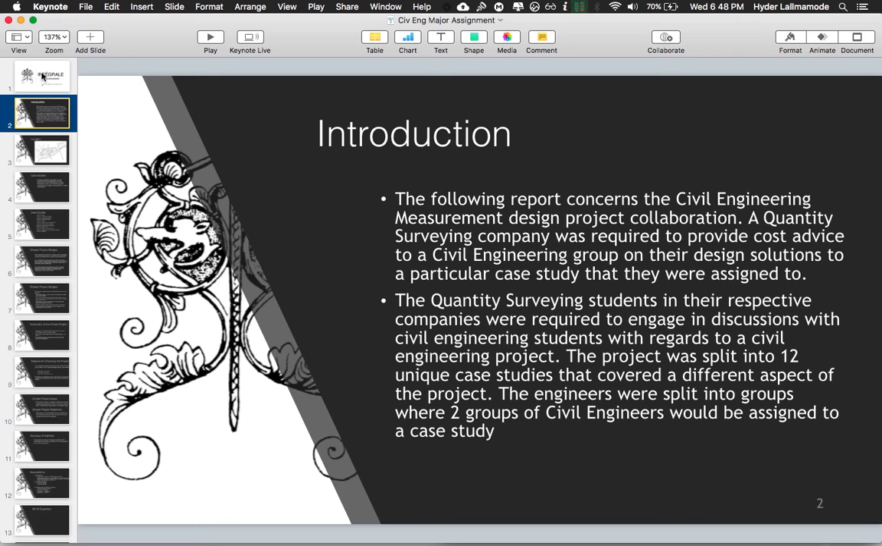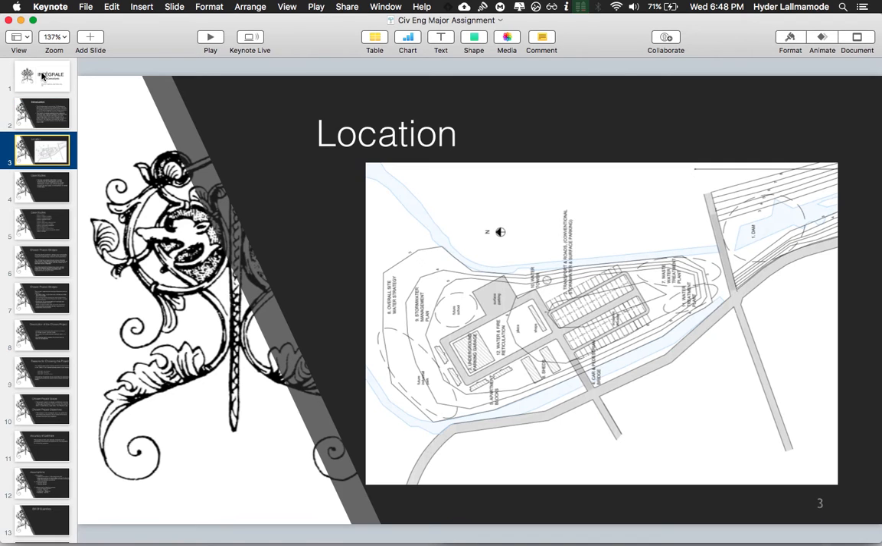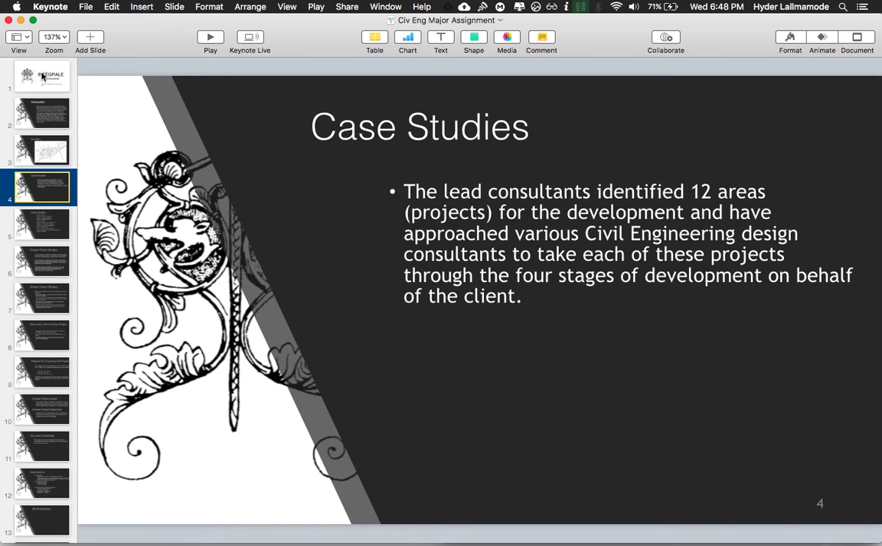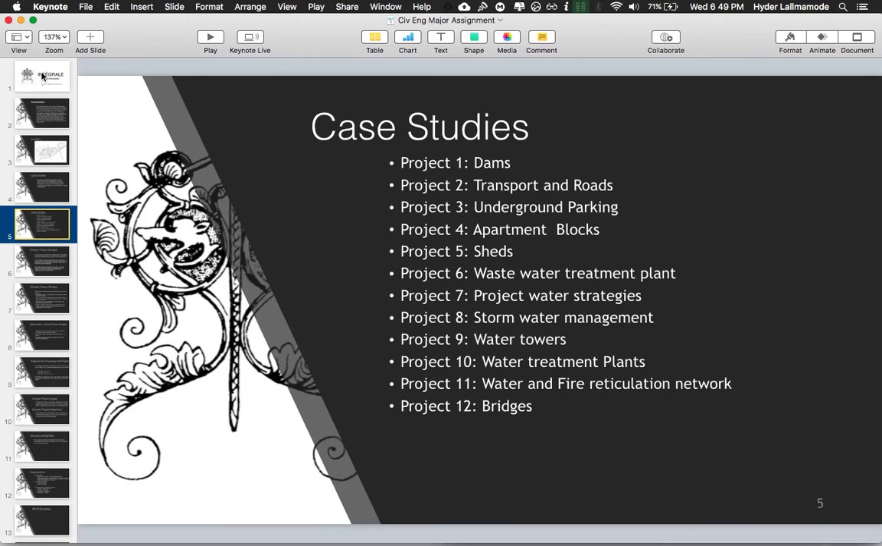The project was split up into 12 unique case studies that covered a different aspect of the project. The engineers were split into groups of 2 groups of civil engineers that would be assigned to a case study. The location of the project was Liesbeek. The lead consultants identified 12 areas of the project for the development and have approached various civil engineering design consultants to take each of these projects through the 4 stages of development on behalf of the client.